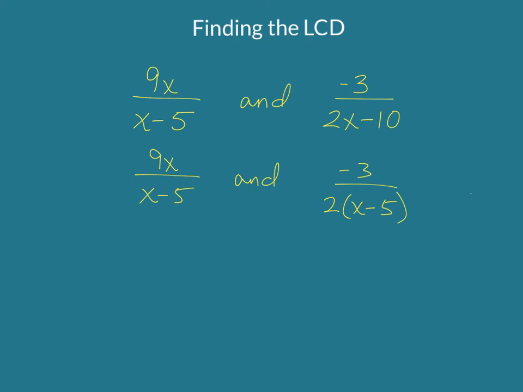And so our LCD, our least common denominator between these two fractions, only needs to contain each one time. So that is how we would write our LCD for those two fractions.